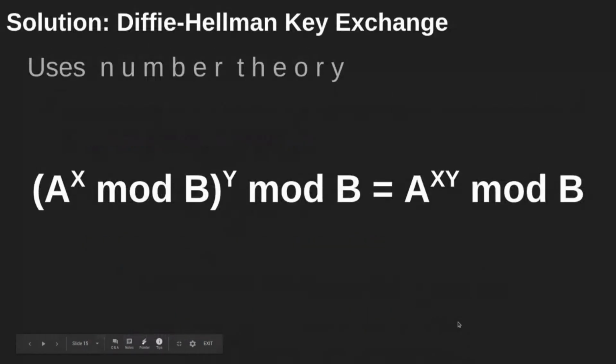So the solution for this is something called Diffie-Hellman key exchange, and it uses number theory. The most important principle here is that a to the x mod b, to the y mod b, is equal to a to the xy mod b. Or you could use a congruent sign and remove this mod b here. But I use equal signs.